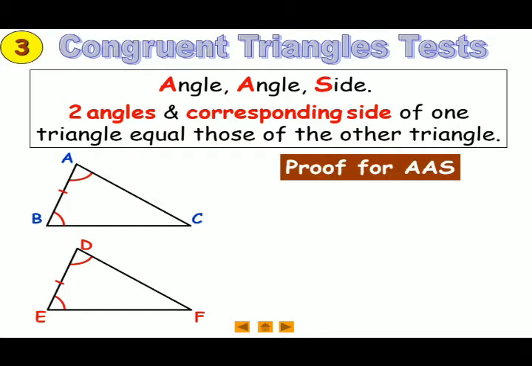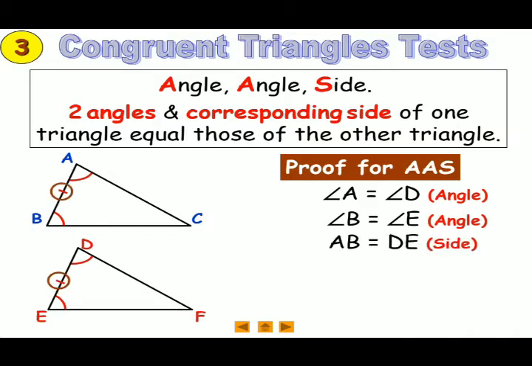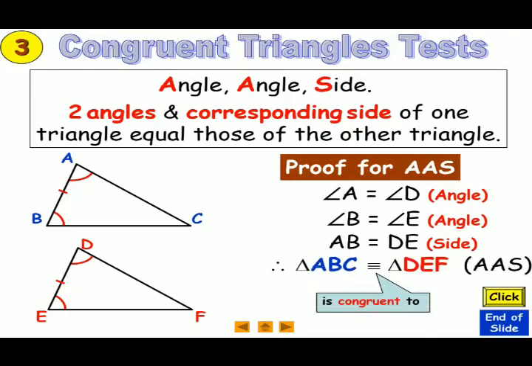So how to prove AAS congruence? Here you can see angle A and angle D are equal, and in bracket we will write down that both of them are angles. After that, another angle, angle B and angle E. After that, sides AB and DE are equal. So lastly you can see that by angle side, triangle ABC is congruent to triangle DEF. So here we have learned about the AAS rule, which is the third rule.